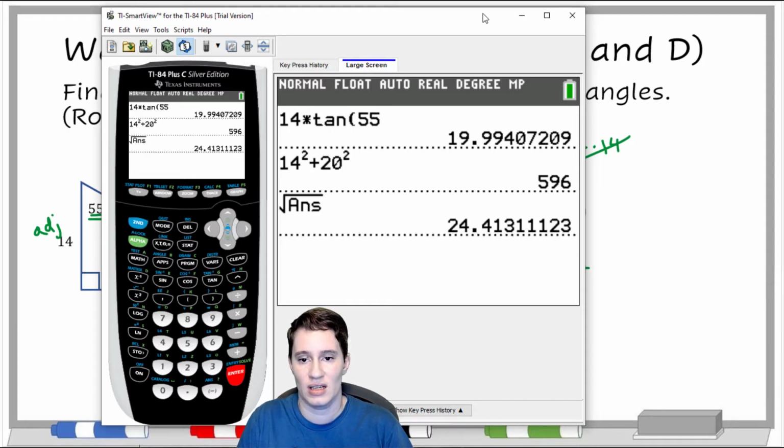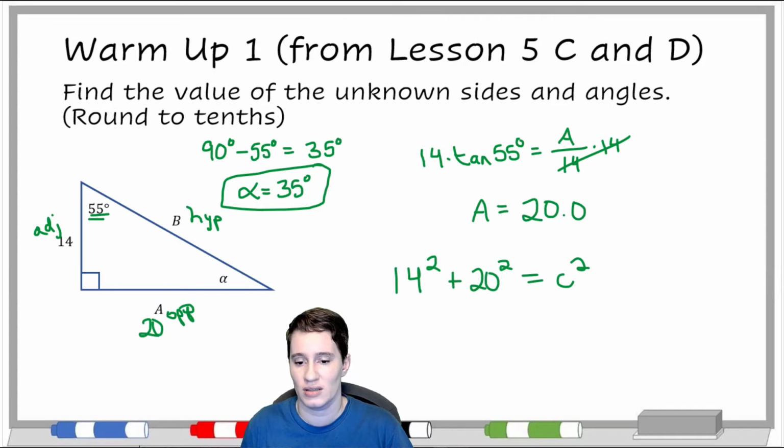Nope. And it didn't tell us to write this in radical form. It said to round to the nearest tenth, so I would say that this is one of those situations where you could get away with typing this in and just writing the decimal. 24.4 would be our answer here, which isn't really C.